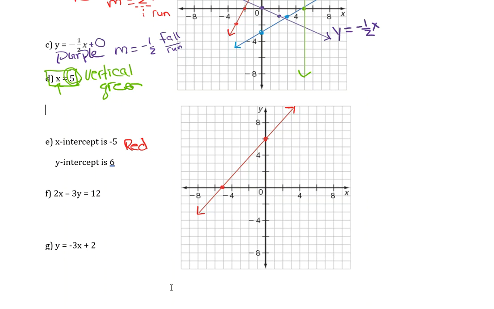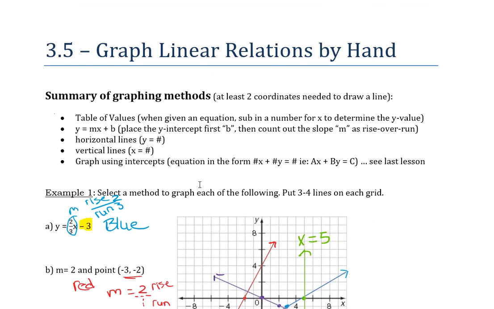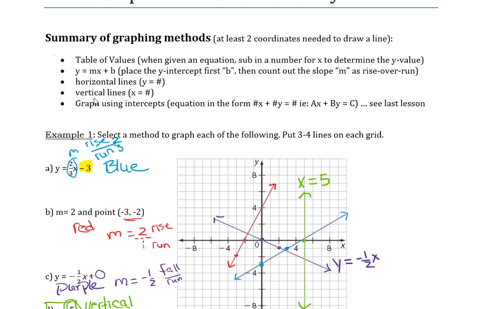Okay, what is that one going to be like? Let's go back up here. We're not going to use a table of values because we don't have y isolated to use a table of values. It is not in y equals mx plus b form. It's not in either of these forms, so it's not horizontal and it's not vertical. So hopefully the last one will help us. Graph using intercepts. So the equation is in a number with the x, a number with the y, and then a number, or this is the proper format here.